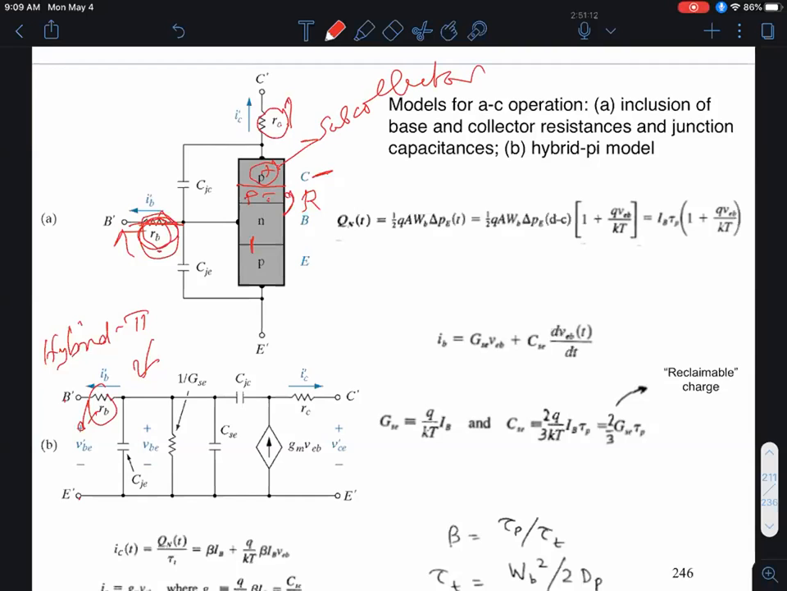Now, just for the sake of completeness, we are also showing these various depletion capacitances between the base and the emitter, and the base and the collector. And then you also have diffusion capacitances between the base and the emitter, because that's forward biased. And finally, the most important component, of course, is this input voltage controlled current source. So it's a transconductance GM times VEB is your output collector current, okay?